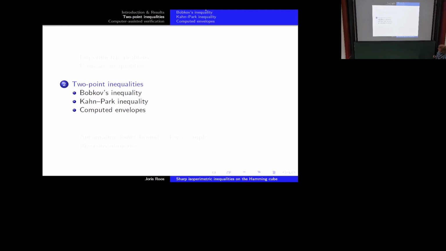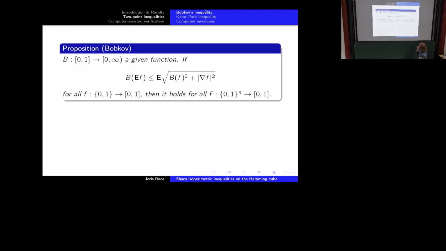And also some other results along the way. So let's go back to this theorem of Bobkov. So this is Bobkov's inequality. This is very well known in the analysis of Gaussian functions. And as we saw, it also has a direct implication for an isoperimetric inequality on the Hamming cube.